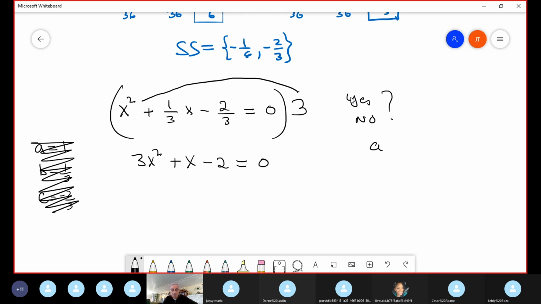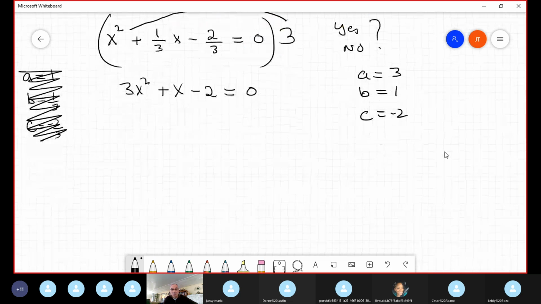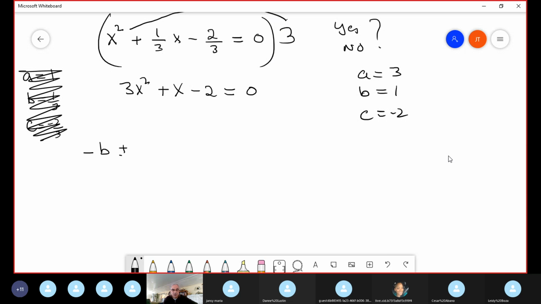Okay, and A is 3, and B is 1, and C is negative 2. And now we are ready to plug in that easy number into the quadratic formula. Let's do it. Quadratic formula. Let me copy: minus B plus or minus square root of B squared minus 4AC, divided by 2a.